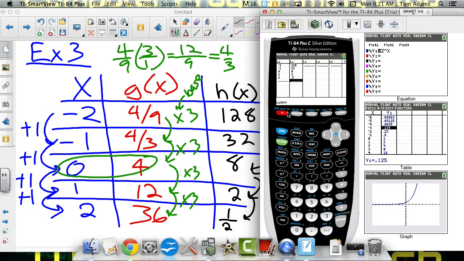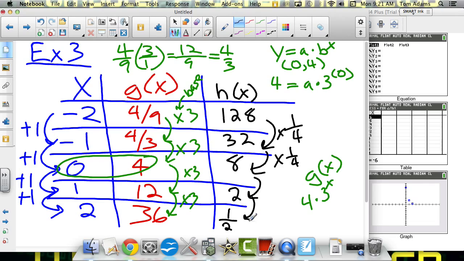So now I got to clear some things out. Make sure that my plot is turned on. We'll turn that on. And then lastly, I'm going to set it up to graph stats, which is 9. Those are the points for h of x. Now, before I let the calculator do its work and tell me what the function is, let's try to do this by hand. If you had to guess, what is h of x?